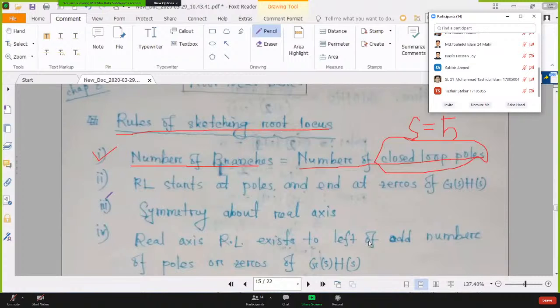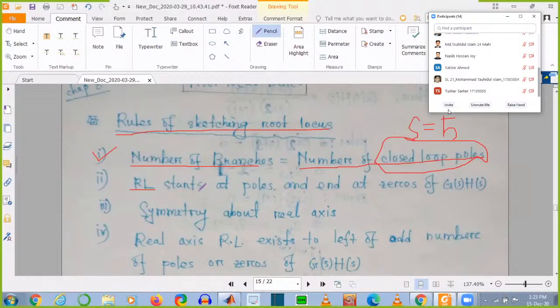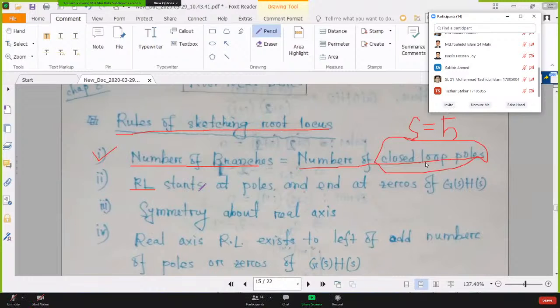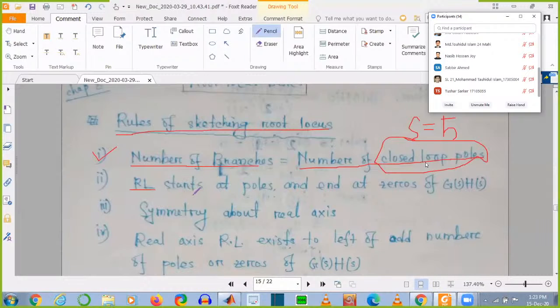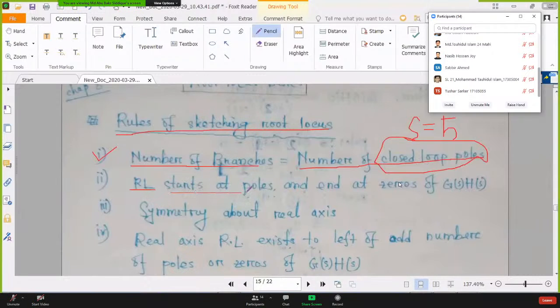Now if you come to rule number two, it says that root locus, RL, is the root locus. So root locus starts at poles. Okay, root locus starts at poles. That means the root locus will start from the poles, and ends at zeros of G(s)H(s).